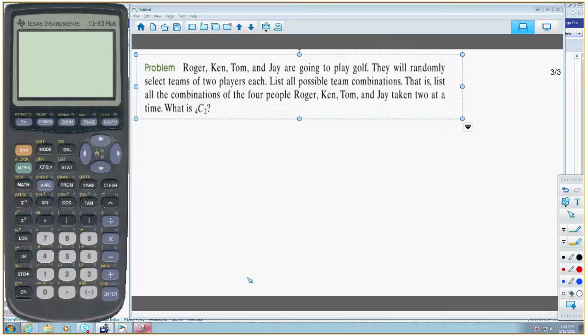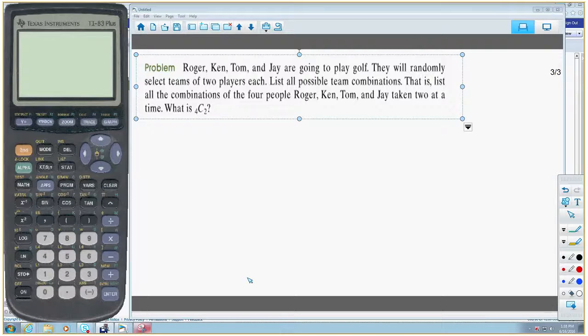Lottery? We're going to do lottery next. That's the one I love to do. Those are usually combinations.